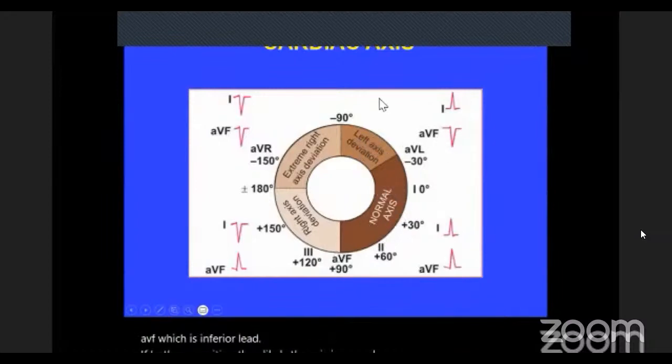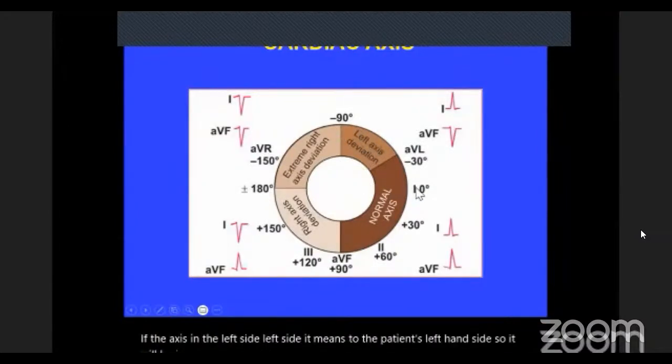If the axis is on the left side, meaning the patient's left hand side, it will be in this range. Lead 1 here is positive. However, AVF would be negative. So if we have lead 1 positive and AVF negative, we think most likely it is left axis deviation. But there is one thing here. Remember, when you have left axis, you have to confirm it by looking at lead 2. If lead 2 is negative, this is okay.